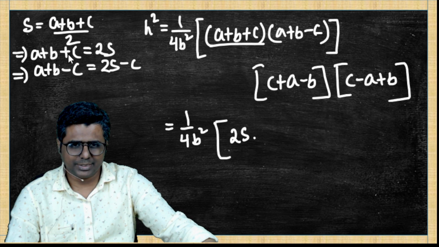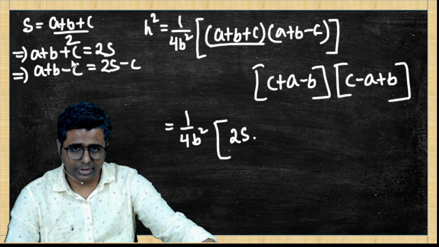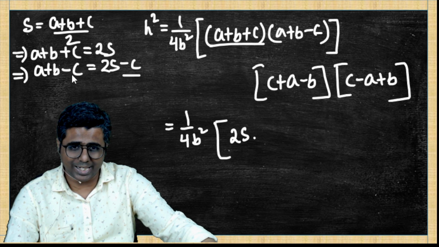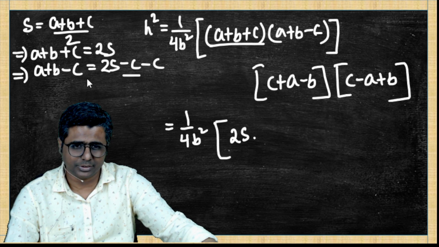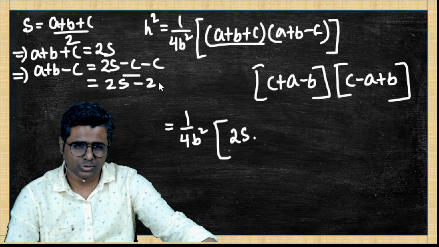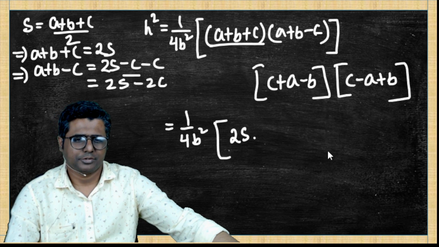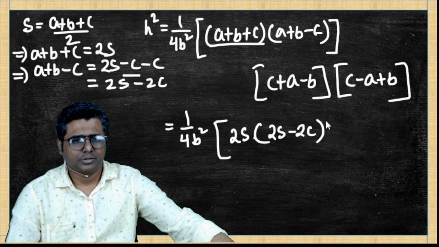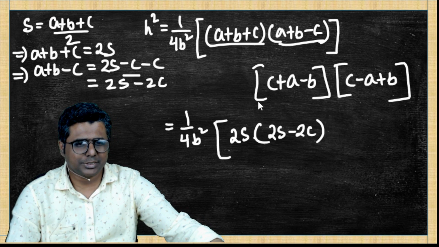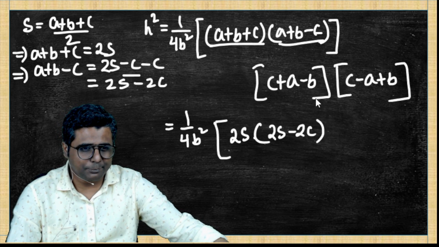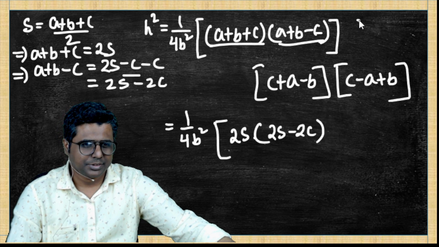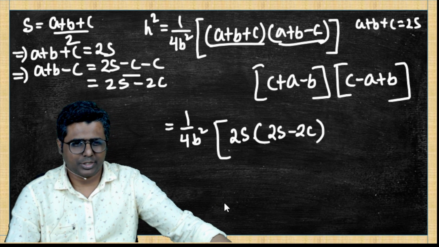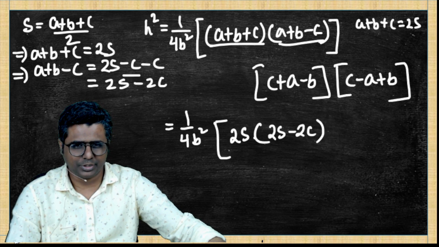So if I have taken minus c, see this one, you have to understand this. This plus c part I have taken this side as minus c. I have put another minus c on this side, so I will take another minus c. So this will be 2s minus 2c. Clear? So if a plus b minus c is 2s minus 2c, what will be c plus a minus b? Let us check. a plus b plus c is equal to 2s.